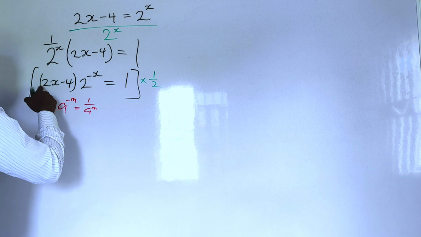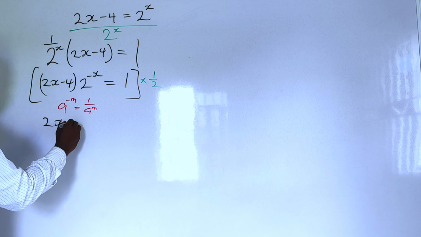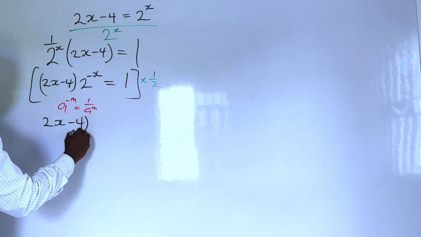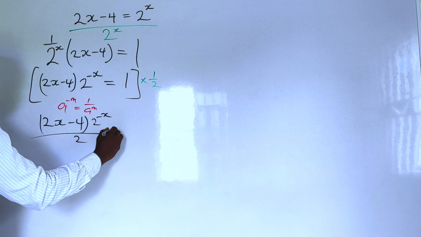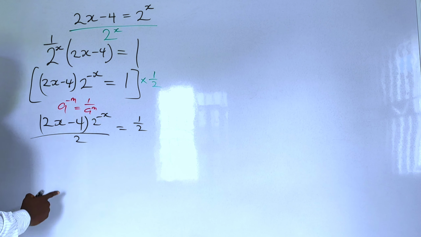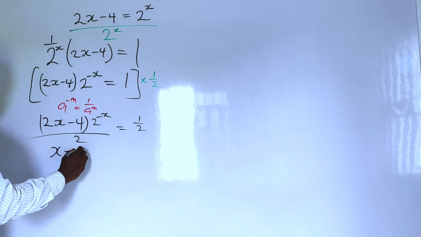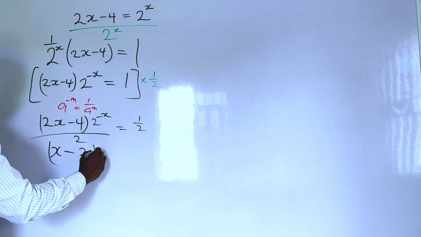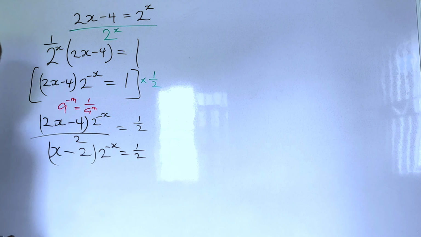So let us divide both sides by 2 to get the x by itself. It will be easier for us to deal with this that way. So we have 2x minus 4 multiplied by 2 to the negative x, divided by 2, equals 1 divided by 2. So when we carry out the operation, we have x minus 2, because 2x divided by 2 cancel out 2, and 4 divided by 2 is 2.